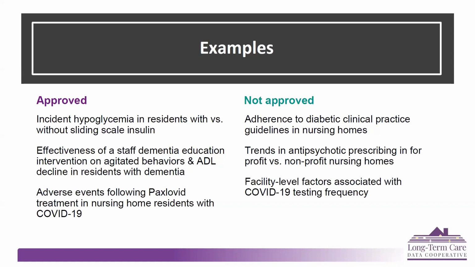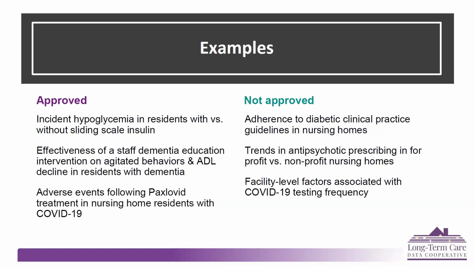Now, it would be perfectly acceptable to look at trends in antipsychotic prescribing as an outcome of a trial where the intervention is a staff dementia education intervention. That would be perfectly acceptable. But again, these descriptive trend studies, just looking at structural facility characteristics, are the kinds of things that would not be approved.